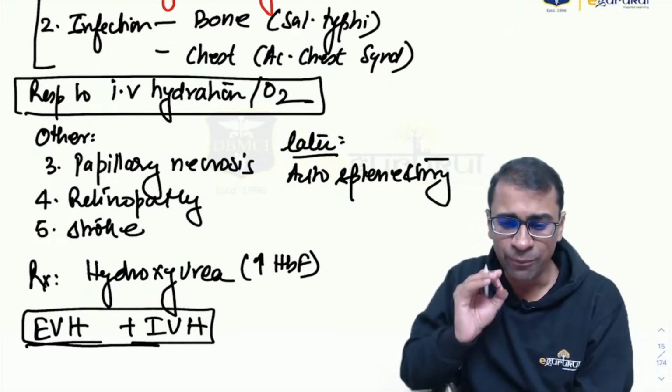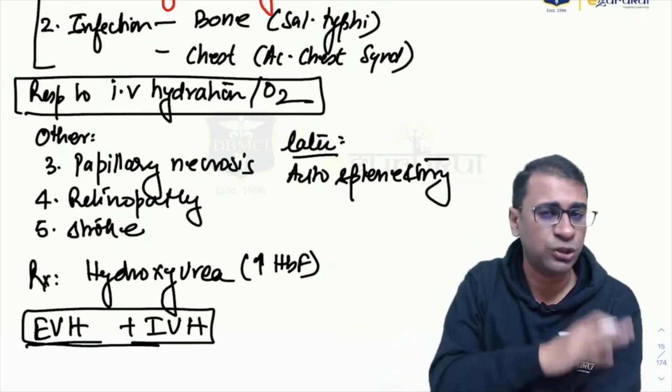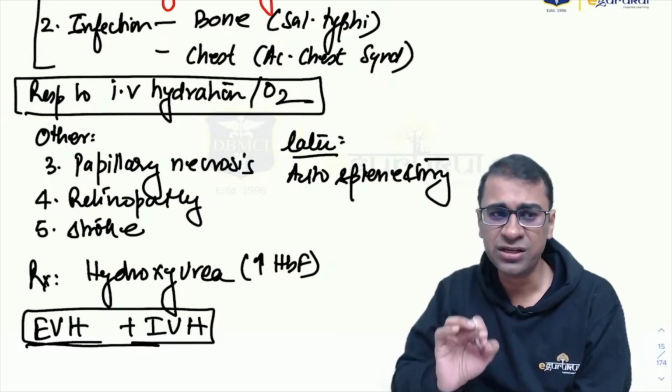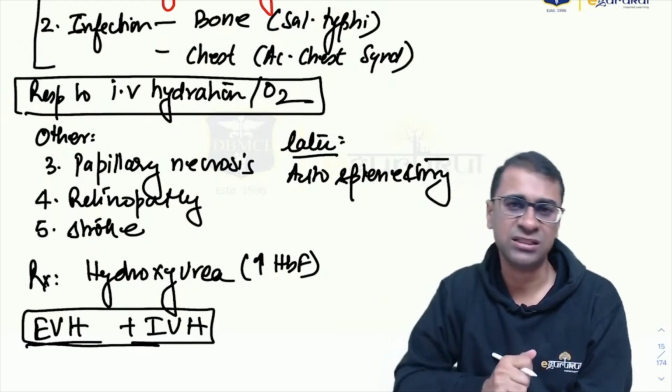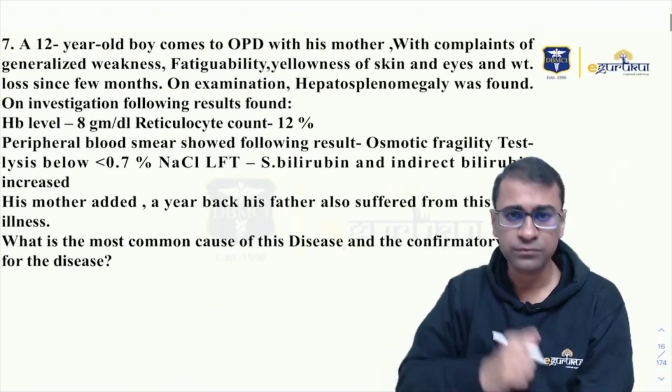Please understand, the moment you have a question on the best way of diagnosis, even if you have an option of HPLC, don't choose that. The best way should be genetic testing, in which you can look for the mutation analysis in these cases. Okay? Next question.